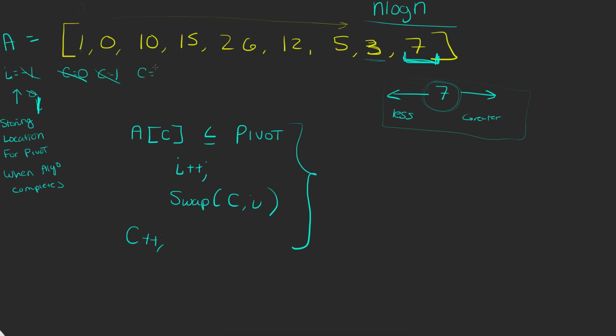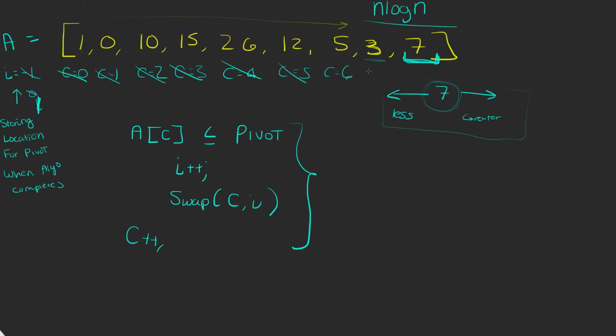So C equals 2. Well, is 10 less than 7? No, it's not. So we don't do anything other than increment C. So C is 3. 15 is not less than 7, so we continue. C is 4. 26 is not less than 7. C is 5. 12 is not less than 7. C equals 6. Okay, well now we have something interesting.